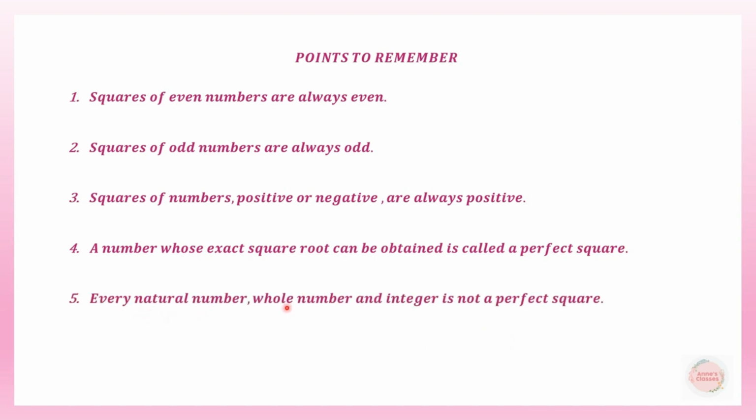Is every natural number, whole number and integer a perfect square? No. There are some numbers which are not perfect squares as we saw here. So we can't say that every natural number is a perfect square, every whole number is a perfect square and every integer is a perfect square. There are some numbers that are perfect squares and some numbers that are not.